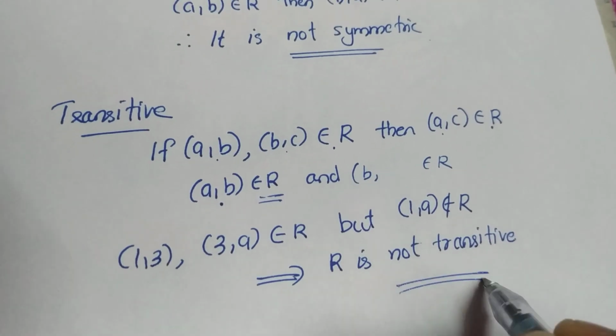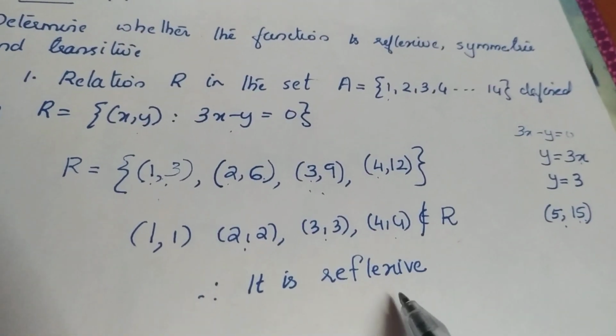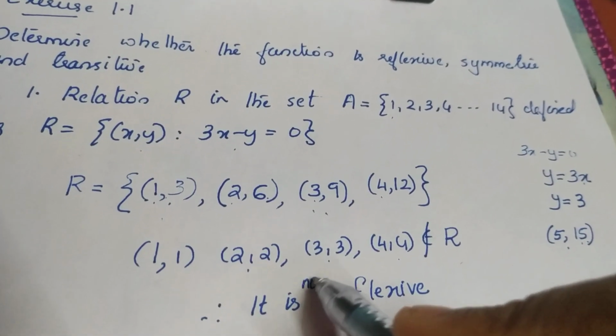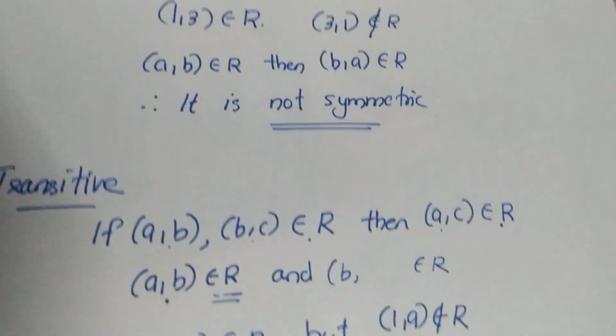So thus we are coming to the conclusion. In this case, R is not reflexive, R is not symmetric, and R is not transitive.